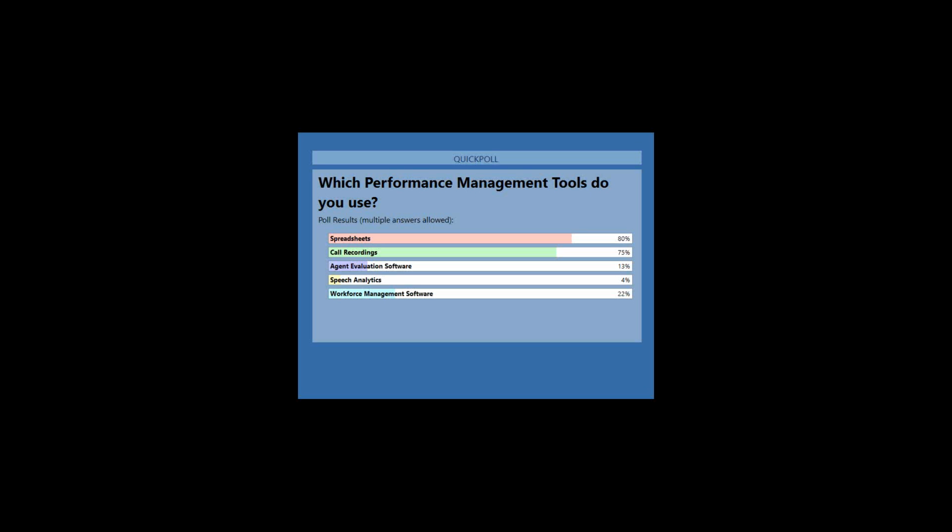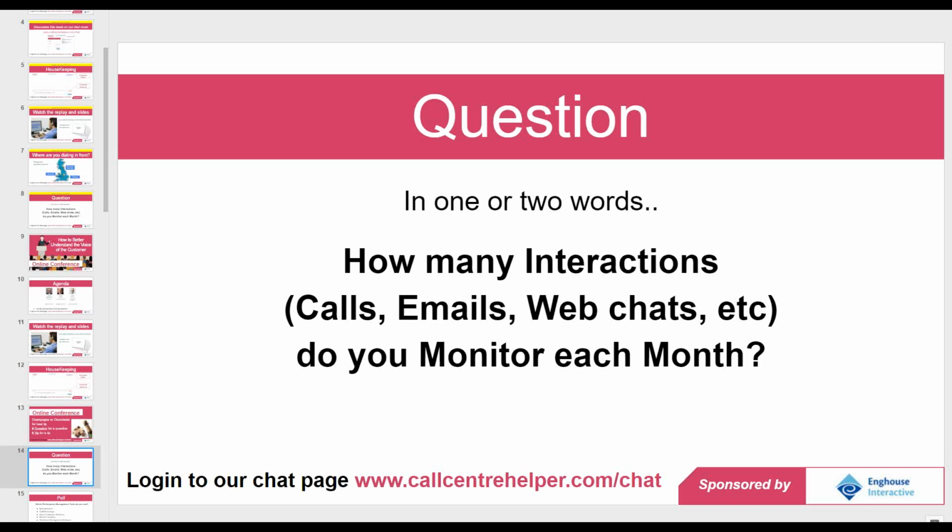Okay, well, let's have a look at what people are doing in terms of monitoring interactions. Charlie says we monitor 2 interactions per person per month per channel, which he says is nowhere near enough. Paul says between 2 to 6 per person per month.